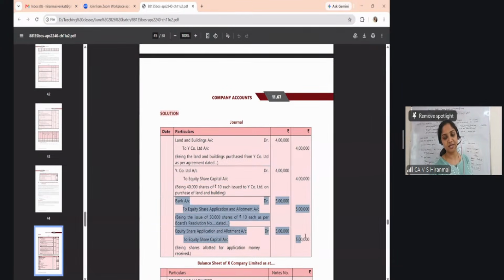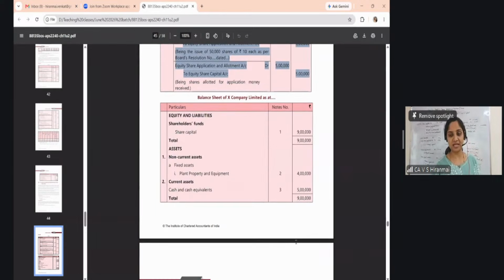What is this meaning? It is nothing but the remaining out of 9 lakhs, 4 lakhs I have given for the land and building people, but the remaining 5 lakhs I issued to the public for the subscription and they have given me cash. So here I don't know how much application allotment. So I have combined and I have written just the receipt entry and the transfer entry together.